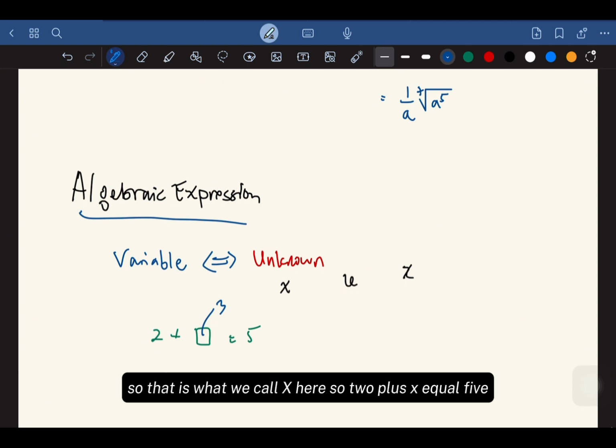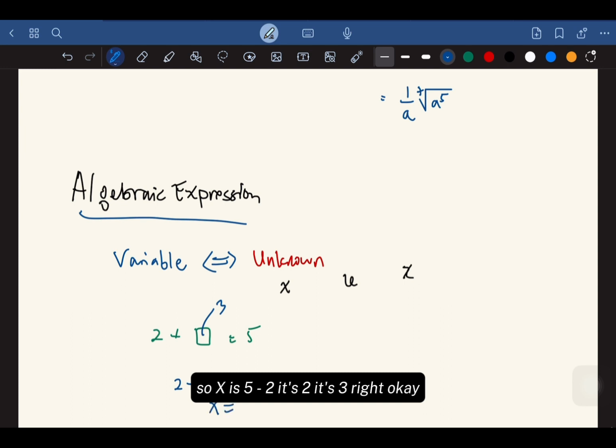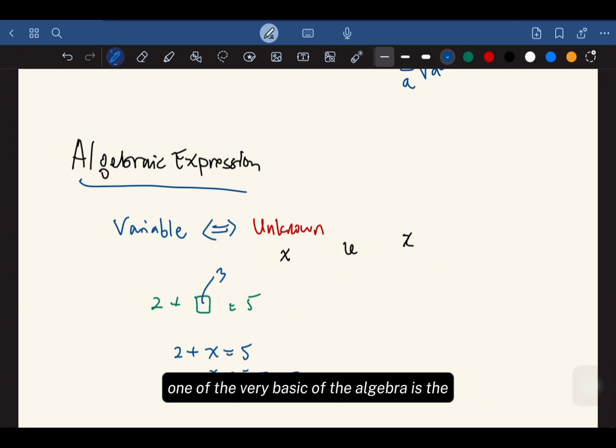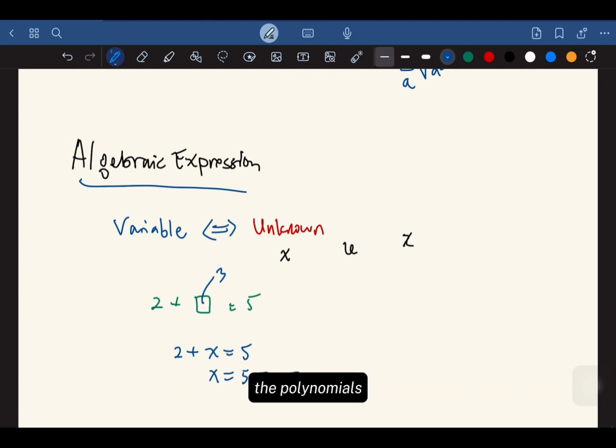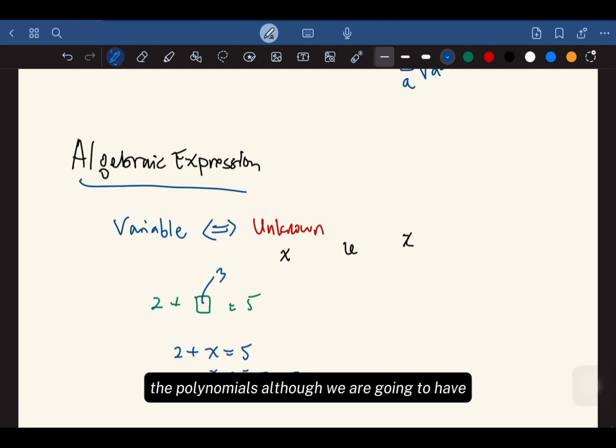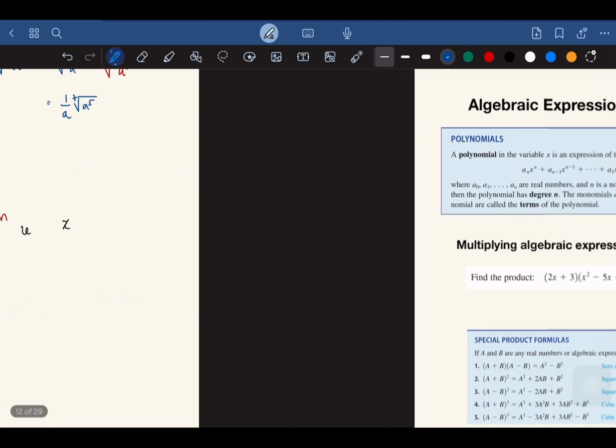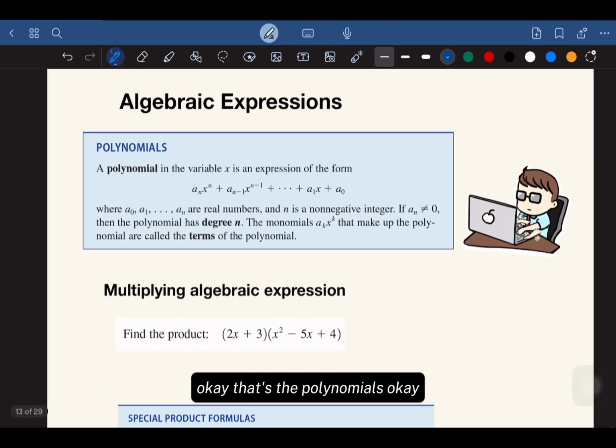So 2 plus x equals 5, so x is 5 minus 2, which is 3, right? Just a simple algebra. And I think one of the very basics of algebra is the polynomials. Although we are going to have another section dedicated to polynomials, let's start from these algebraic expressions with polynomials.